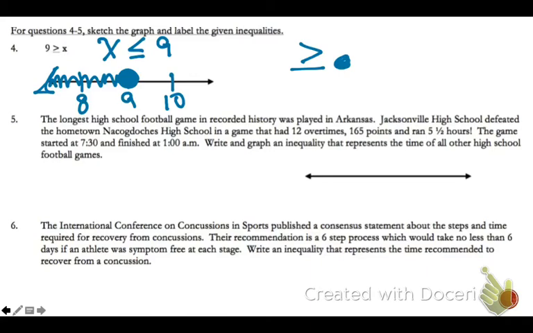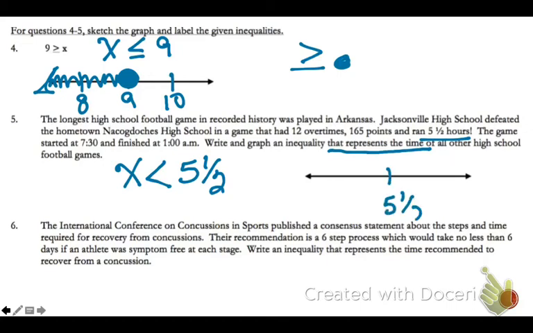Well, if this is the longest, then all other high school football games are less than. So we are talking about time. So we're going to use x to represent that, and we know that x has to be less than whatever the top time was, and this game was 5.5 hours. So x is less than 5.5 hours. And how I'm going to graph this is I'm going to put 5.5 in the middle, 5 on one side, 6 on the other. It is an open circle and it's shaded left.